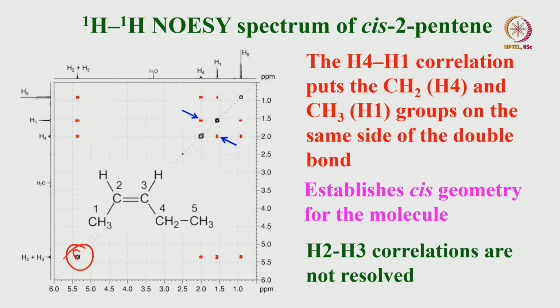If there is a cross peak between these two, you can see 2 and 3 are also correlated through space. There is a confirmation that 2 and 3 are also on the same side of the double bond. These two together establish cis geometry for this molecule.